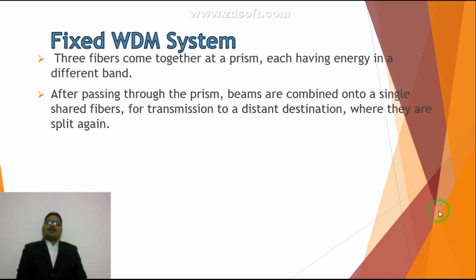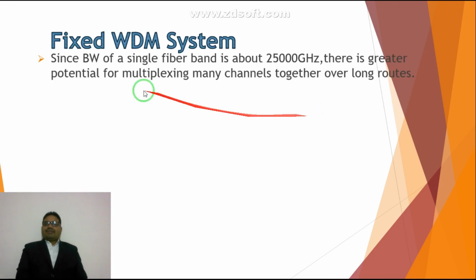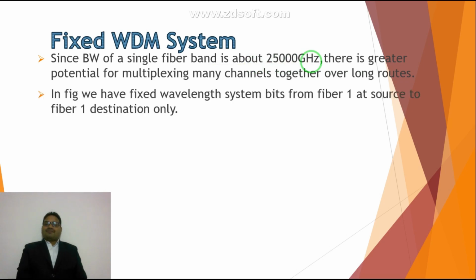So it is called a fixed WDM. It means what? The 3 fibers come together at a prism, each having energy in a different band. After passing through the prism, beams are combined into a single shared fiber for transmission to a distant destination where they are split again. But since the bandwidth of a single fiber is about 25,000 gigahertz, there is a much greater potential for multiplexing many signals that can transmit over long routes.